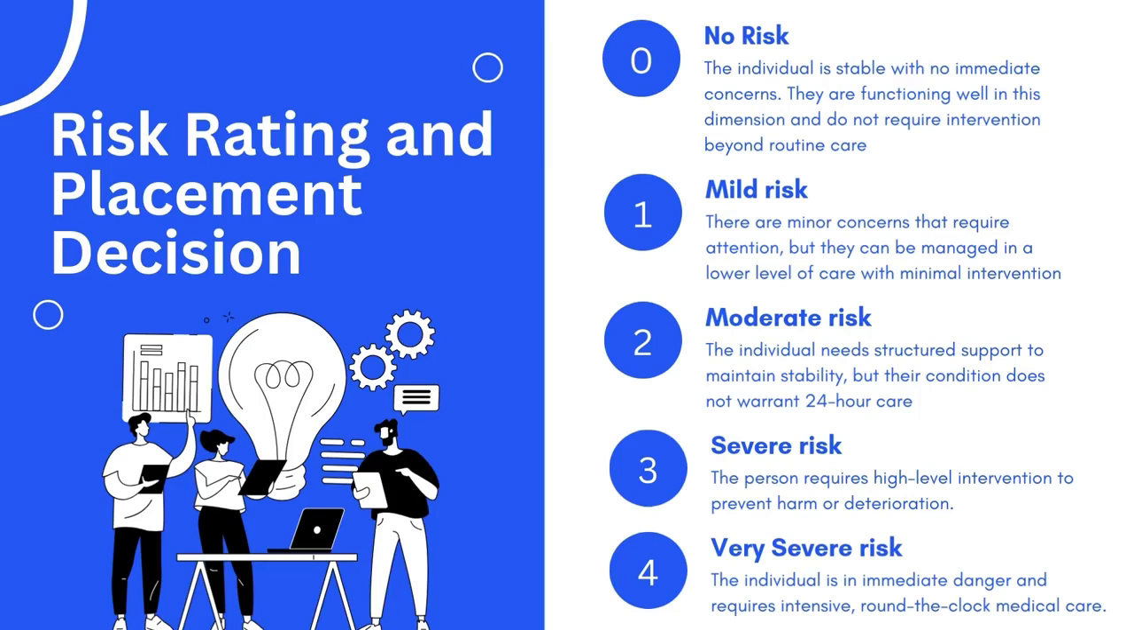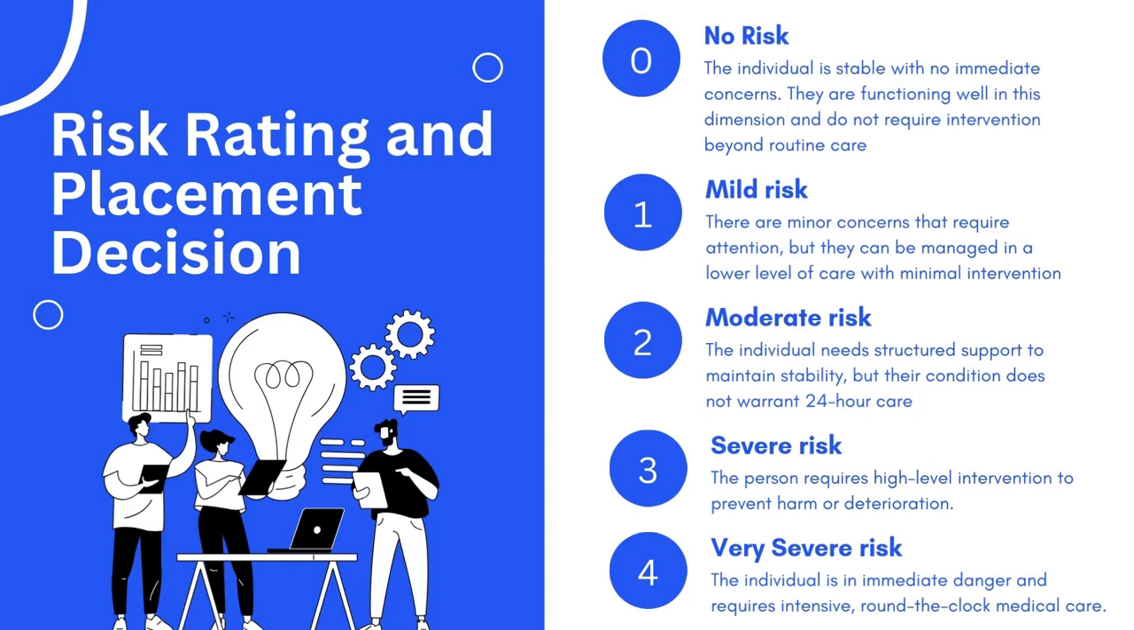The risk rating system uses a 0 to 4 scale where each dimension is assessed independently to determine the person's level of need. So 0 would be no risk. The individual is stable with no immediate concerns. They're functioning well in this dimension and do not require intervention beyond routine care. So an example of this would be a person with no withdrawal symptoms, no medical complications, a stable home environment, and a strong support system.